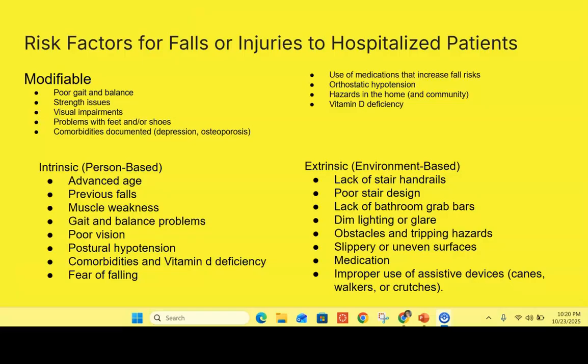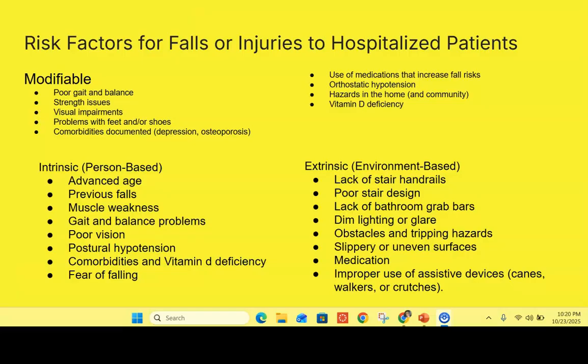Excuse me. Extrinsic, it's what the environment involves. So lack of stair handrails, poor stair design, lack of bathroom grab bars, dim lighting, or there's a glare, obstacles and tripping hazards, slippery or uneven surfaces, medication, and improper use of assistive devices such as canes, walkers, or crutches.